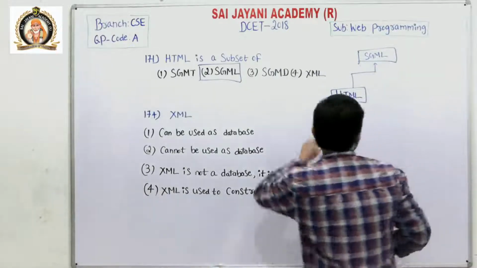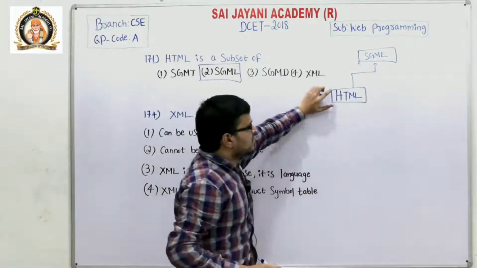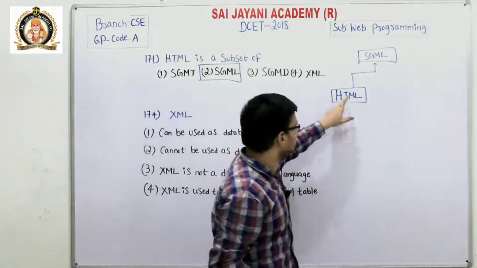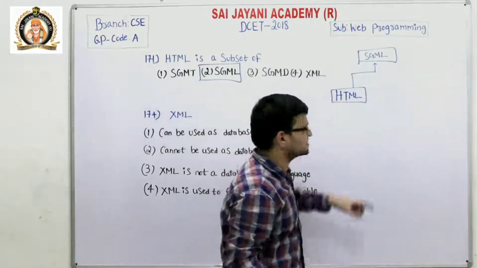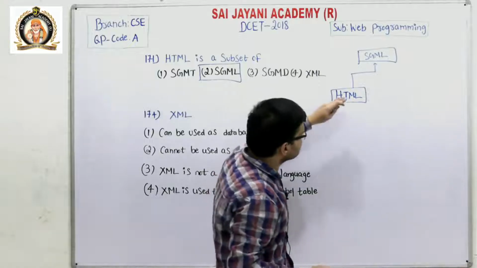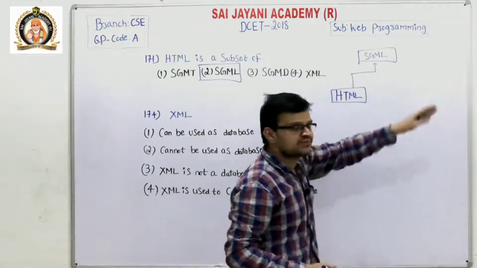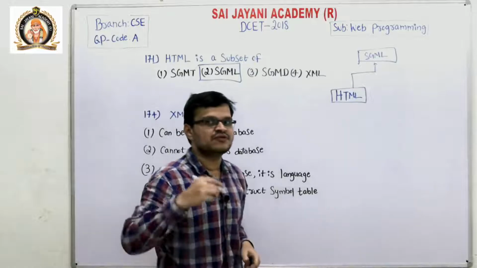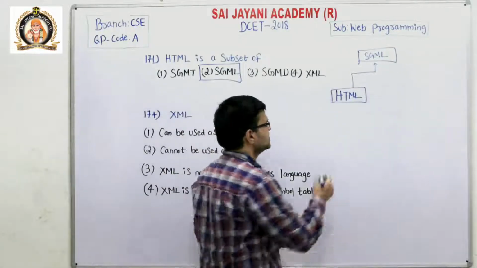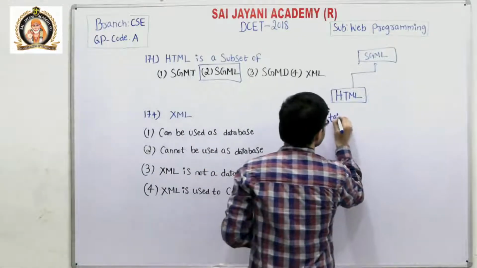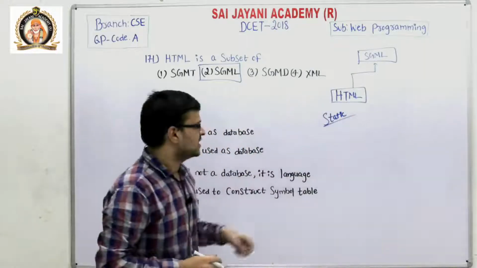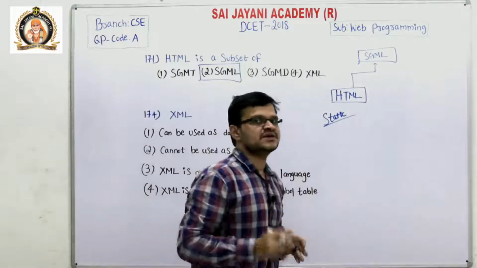Similarly, HTML is hypertext markup language. H represents hyper, T represents text, M represents markup, L represents language. HTML is a subset of SGML. This HTML is used to create web pages and web applications, and it is static in nature. Why? Because it is only used to display the data.